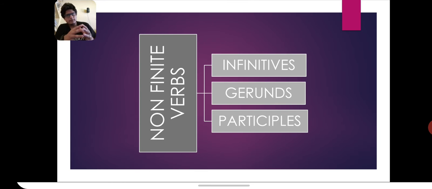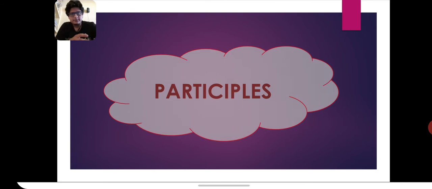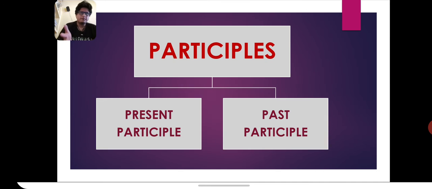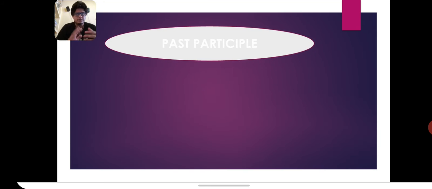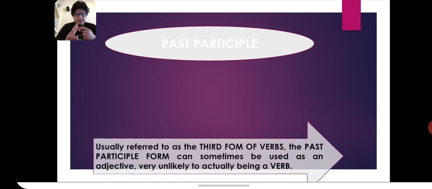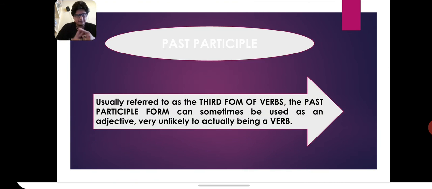So let's today talk about neither gerunds nor the present participle but the past participle. Now past participle is usually referred to as the third form of every verb, because I've told you repeatedly about the three forms: form 1, form 2 and form 3. These have general names: the first form is simple present, the second form is simple past, and the third form is past participle.